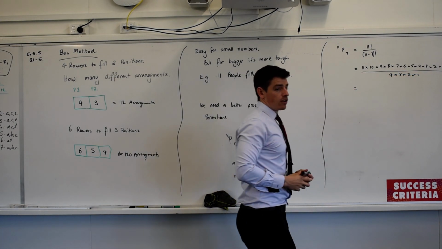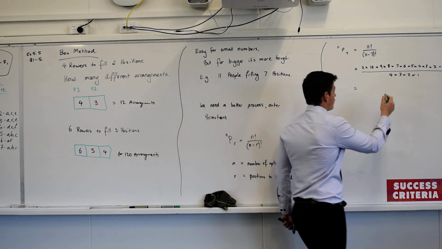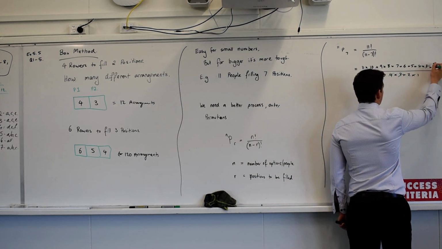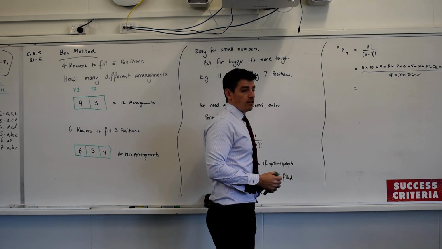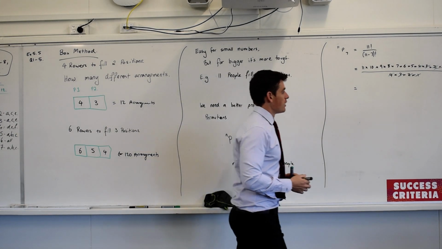Can anyone see what we can do? Some techniques that we can apply. I can cancel this 4 with this 4, correct? I can cancel the 3 with the 3, the 2 with the 2, the 1 with the 1, not that I need to. So what am I left with? 11 times 5 or whatever. But again, that's pretty cumbersome and I don't want to have to do this.